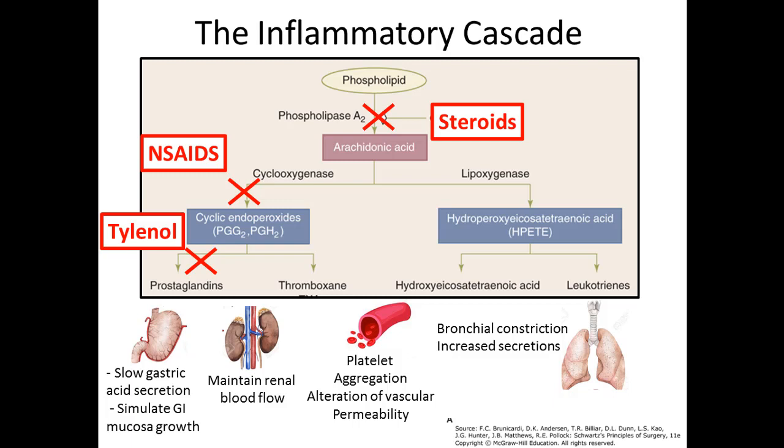Now, the benefit that we get from using NSAIDs is that they're stopping that inflammatory cascade. So they're going to decrease the pain, they're going to decrease the swelling, they're going to decrease the redness in the area where we're hurting. But in doing that, they don't just act on the injured tissues, they're acting all over the body. So it causes the side effects on the stomach and the kidneys and the bleeding.